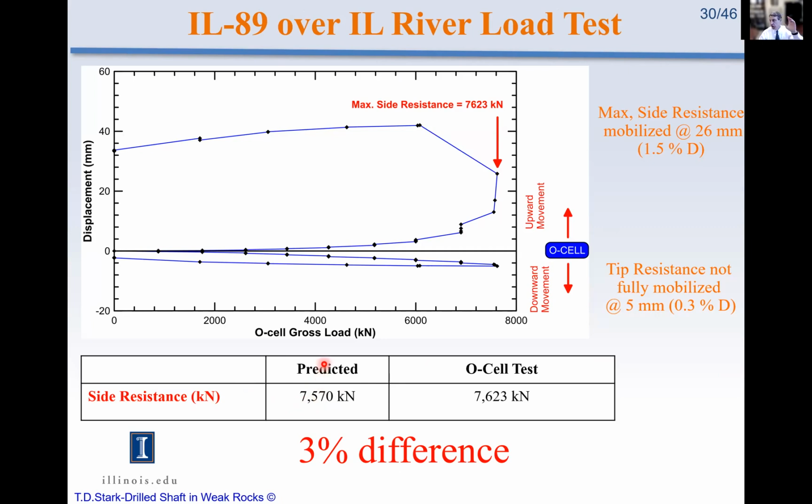So we showed up with our prediction. We predicted 7,570 kilonewtons based on the MSPT data we measured at this site. The O-cell gave us 7,623, so about a 3% difference. We didn't have the answer beforehand, so we felt pretty good about that prediction.